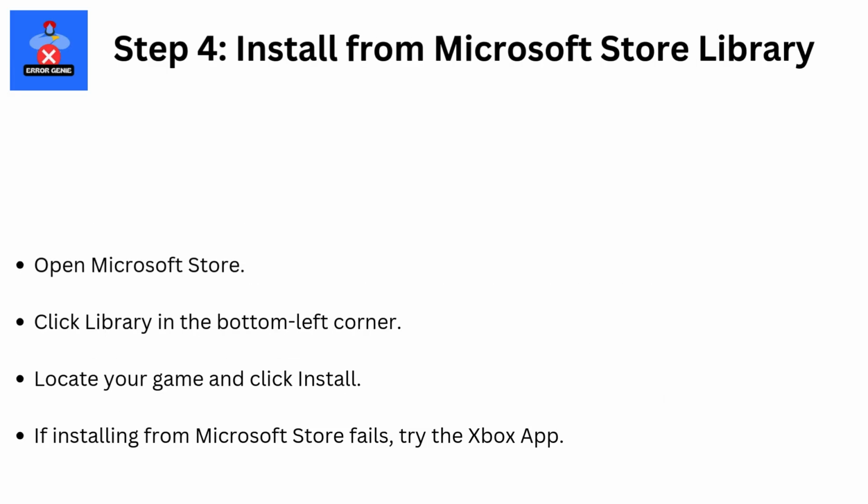Step 4. Install from Microsoft Store Library. Open Microsoft Store. Click Library in the bottom left corner. Locate your game and click Install. If installing from Microsoft Store fails, try the Xbox app.